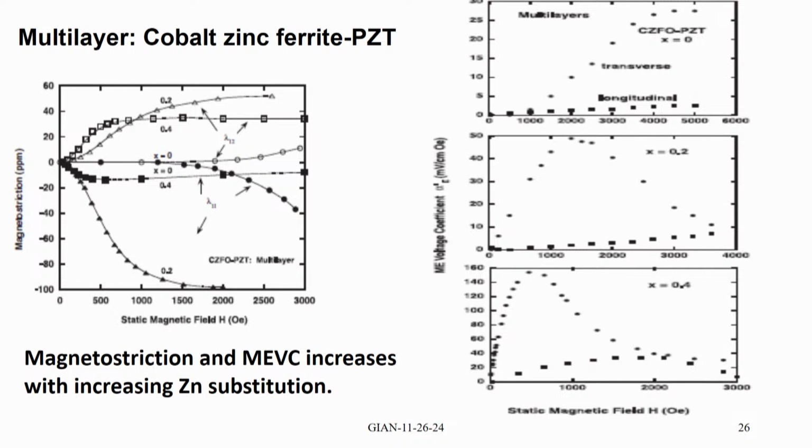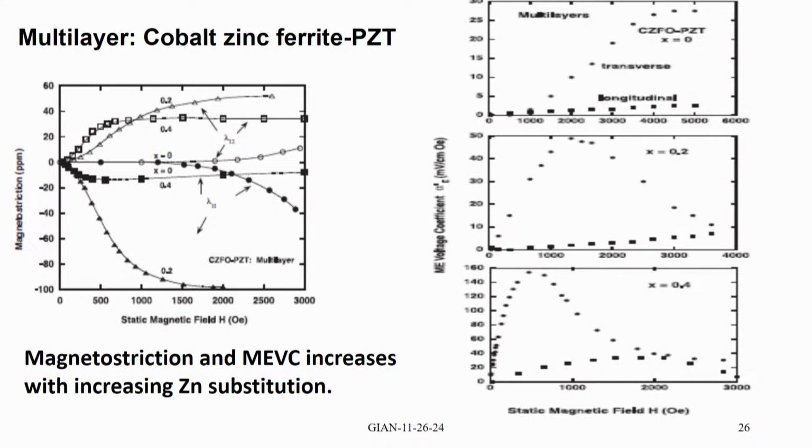So, we also made multilayers of cobalt zinc ferrite with PZT. The ferrite films were made by tape casting. These are 20 to 40 micron tapes, and they were laminated with PZT tapes. Then you press it under high pressure and then sinter it at high temperature, and then you have a multilayer.